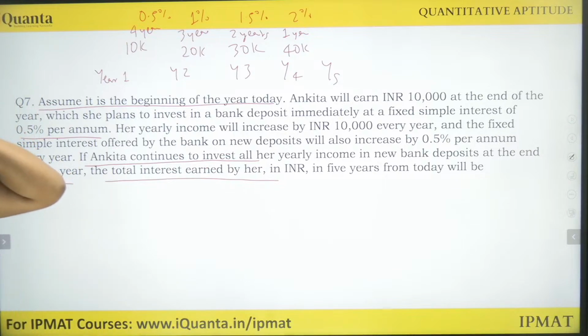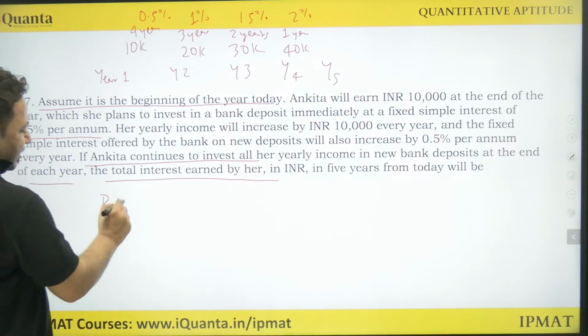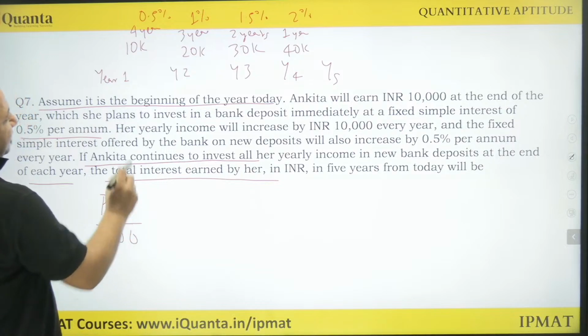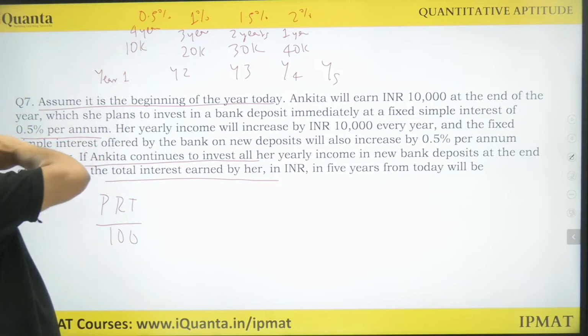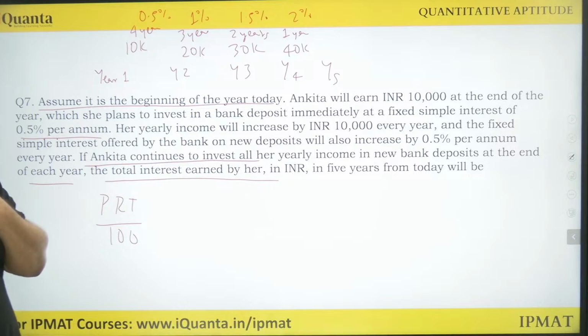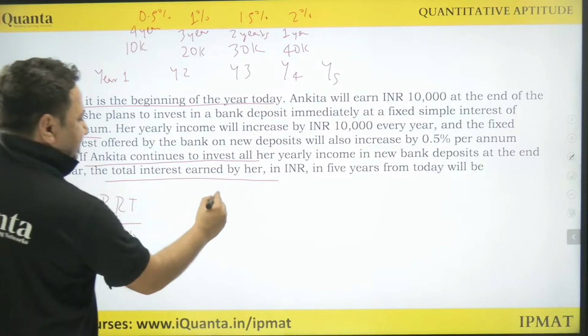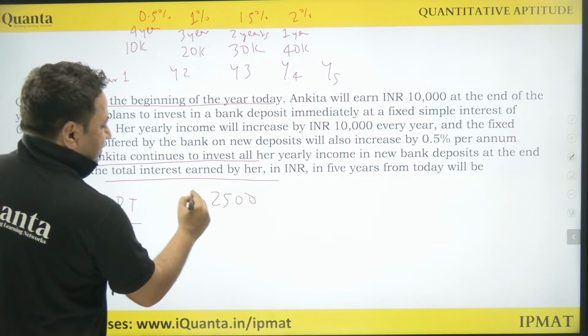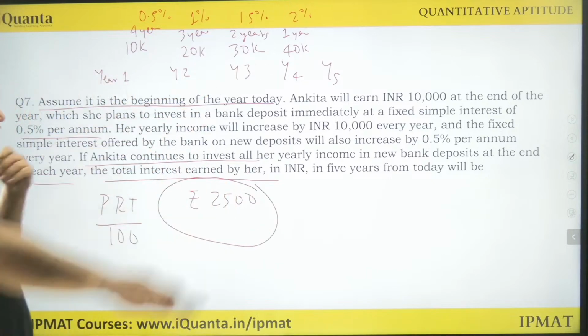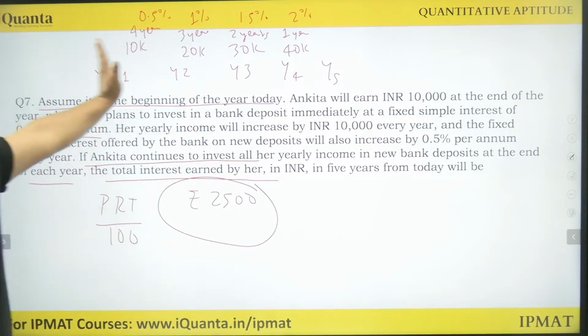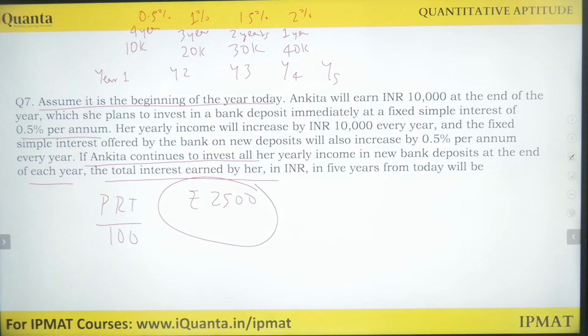And simple interest, you know the formula, that is PRT upon 100. I have given you principal, rate and time. Just calculate and add them all and you will get the answer. It is 2,500. That's the correct answer. I don't think I have to solve it. I have given you the exact data, put in the values and get the answer. All of you can get it. The correct answer is rupees 2,500.